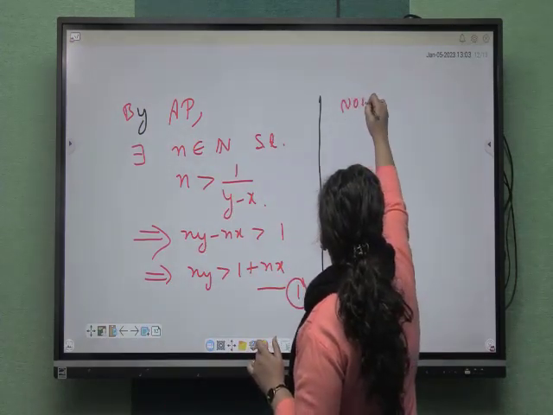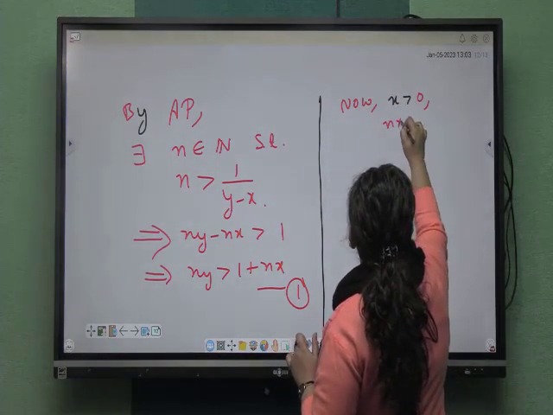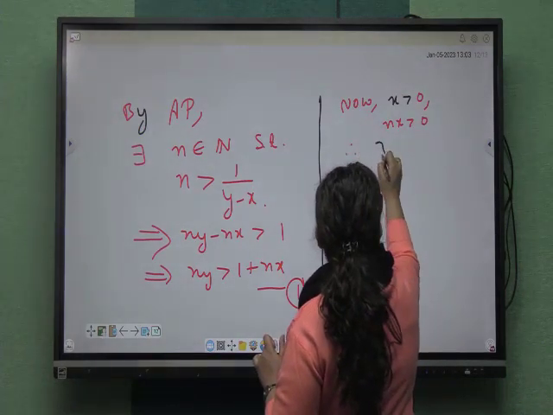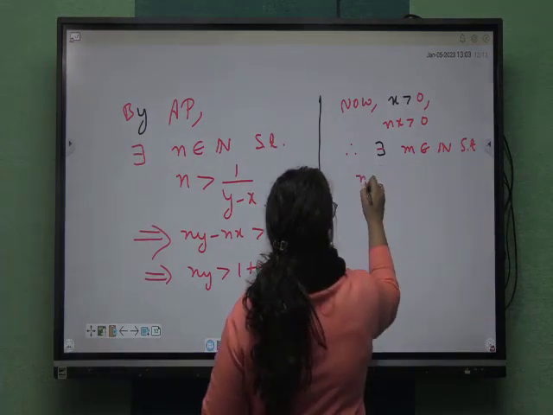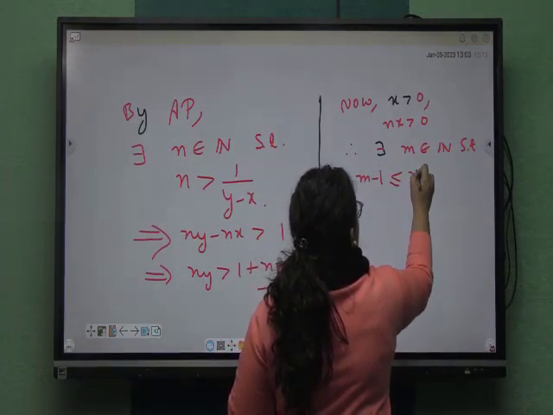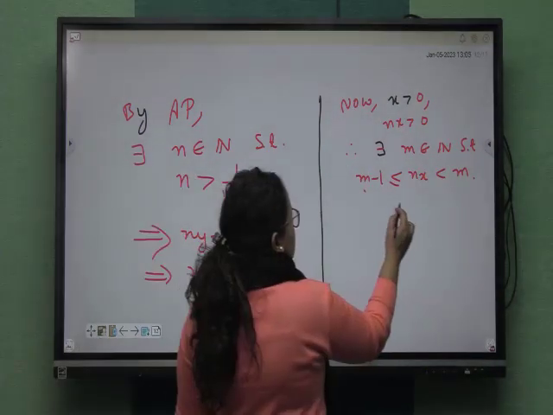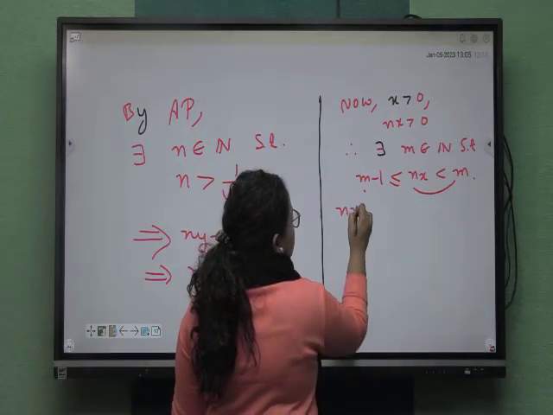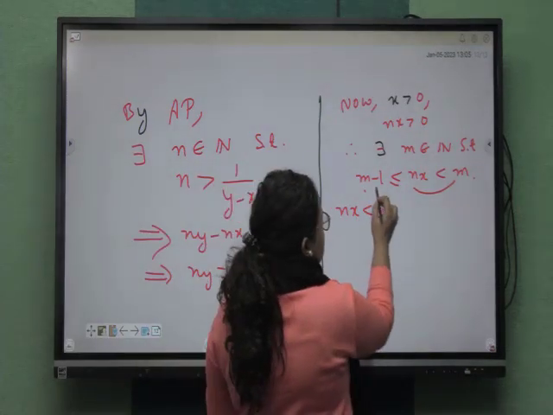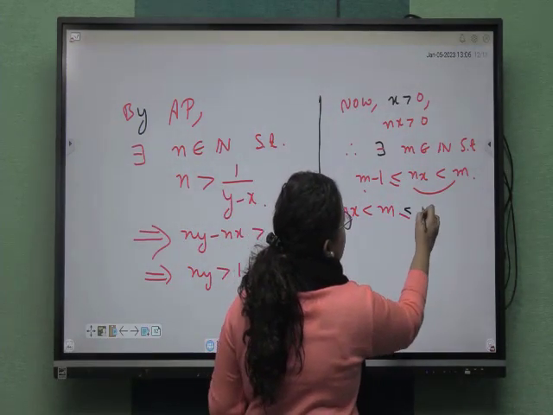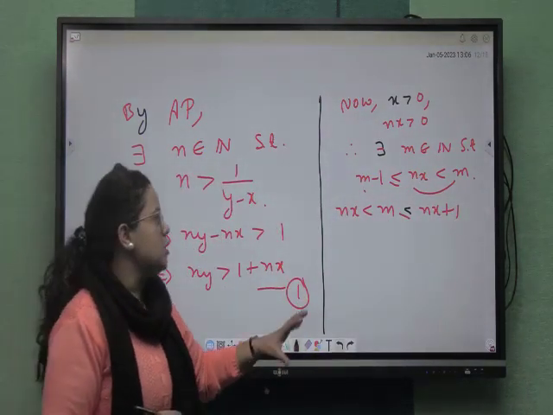Now see, x is positive, so n x is also positive. Therefore there exists m belonging to N such that m minus 1 is less than or equal to n x, which is strictly less than m. Precisely, this was the result we had. Okay, now see this, n x here is less than m, right? And from here, if you see, m is less than or equal to n x plus 1.